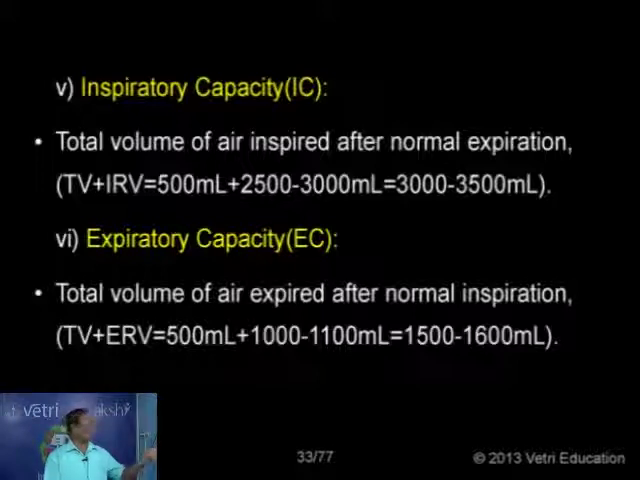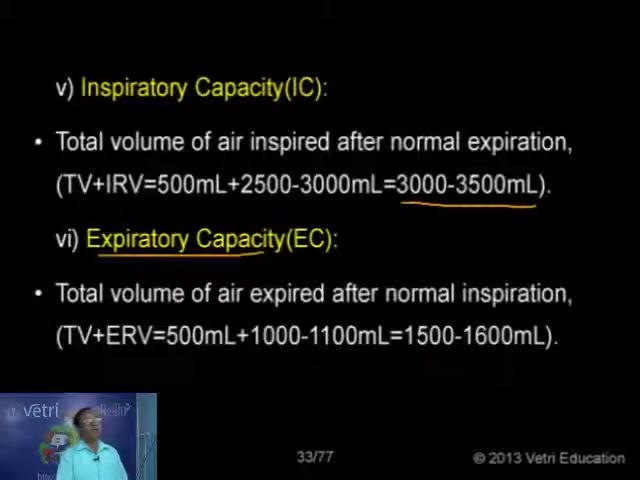It is calculated by adding tidal volume plus inspiratory reserve volume. The tidal volume is 500, and the inspiratory reserve volume is about 2500 to 3000, so ultimately the total is 3000 to 3500. Likewise, we have the expiratory capacity, the volume of air that is expired after normal inspiration.